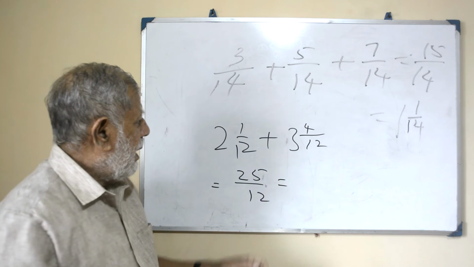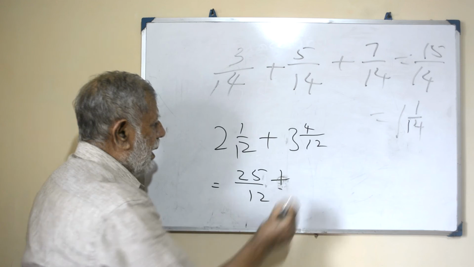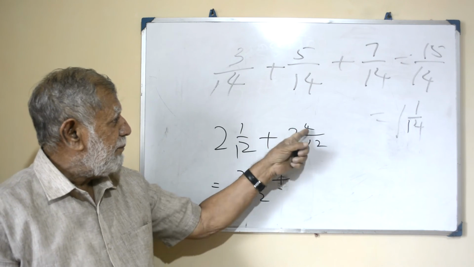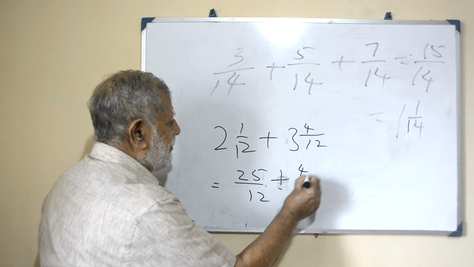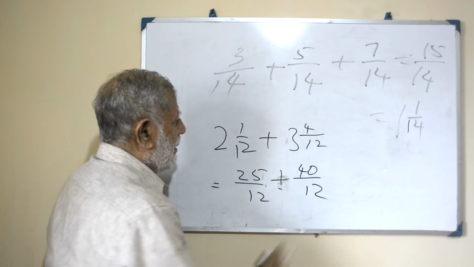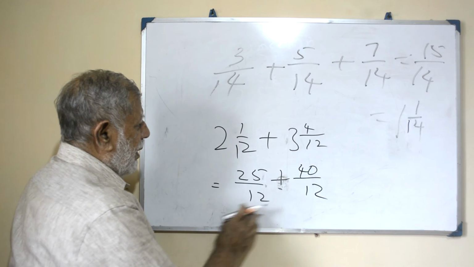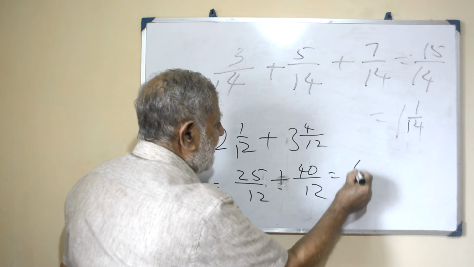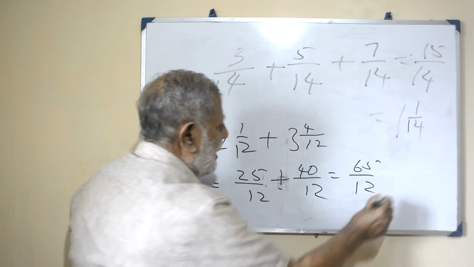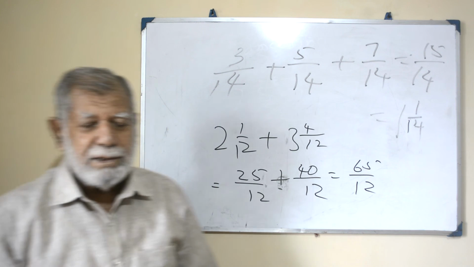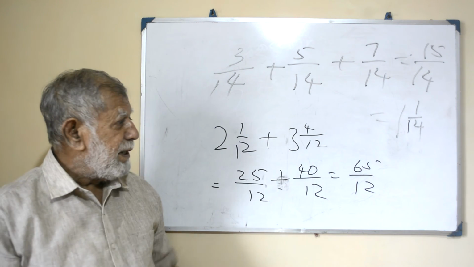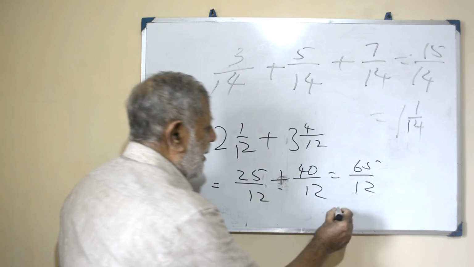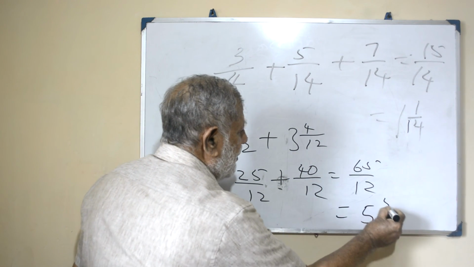This is equal to plus 3 and 4 upon 12, which will be 12 times 3, 36, 36 and 4, 40, 40 upon 12. So, denominators are same. So, 40 and 25 equals 65 upon 12. 65, now I asked you to learn the tables. The tables you should know very well. So, 12 times table. 12 times 5 is 60. So, the answer is equal to 5 and 5 upon 12.